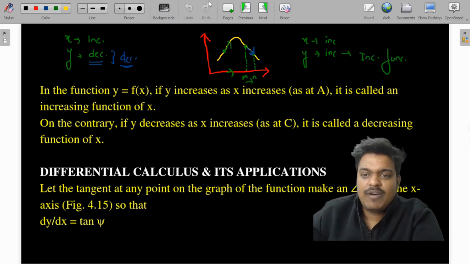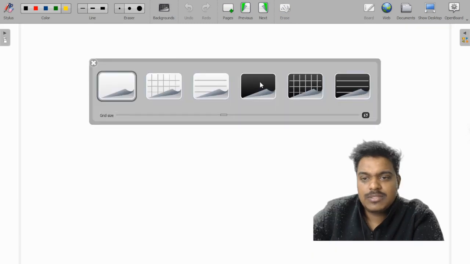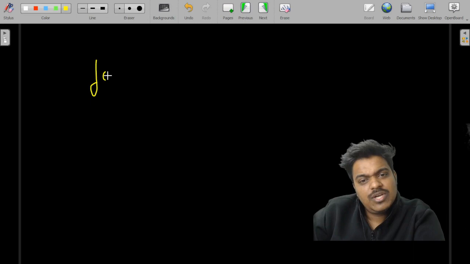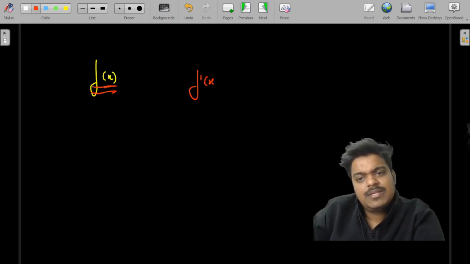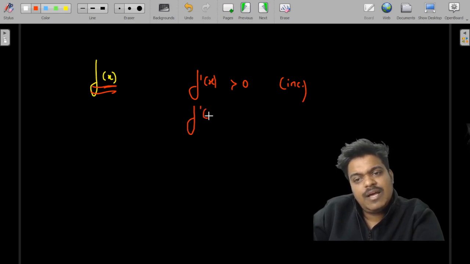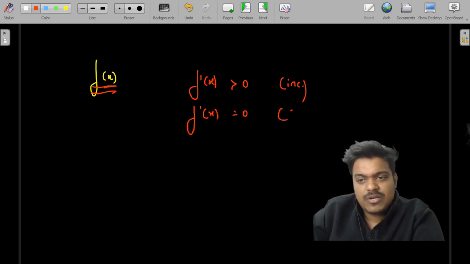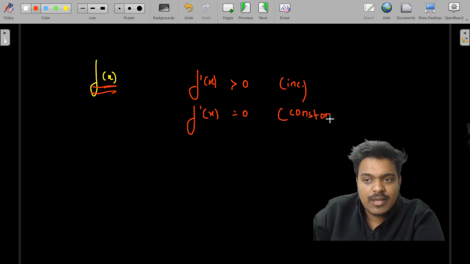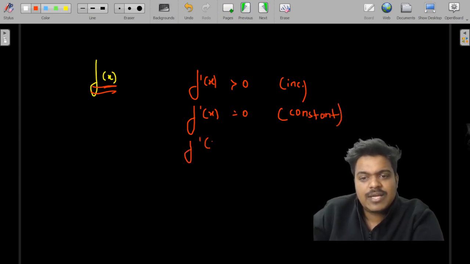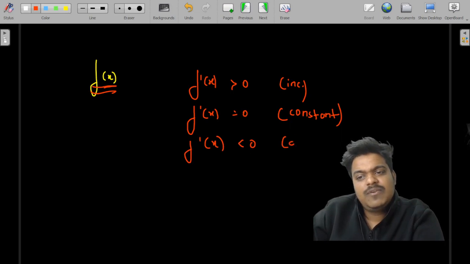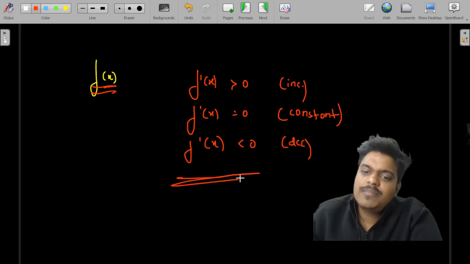Suppose you get a function. I'll tell you the process, and we'll solve questions also. Suppose you got a function f of x. You find f dash x. If it is greater than 0, it means the function is increasing. If f dash x is equal to 0, the function is constant, it is not changing. And if f dash x is less than 0, the function is decreasing.